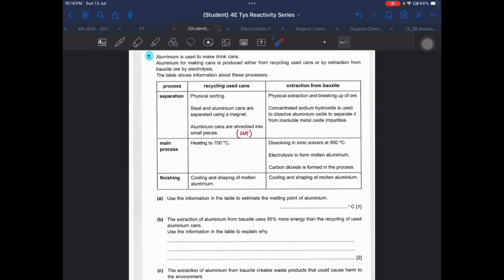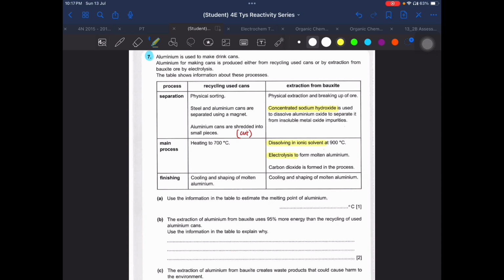Next, on the right hand side, physical extraction and breaking up of the ore. You take the ore, heat it, and hammer it to break it up. Then you add chemicals like concentrated sodium hydroxide, which allows you to separate it from the insoluble metal oxide impurities. Next, you dissolve it in an ionic solvent. So there are quite a few chemicals that we're looking at over here. Next, we use a method called electrolysis to form molten aluminum. Carbon dioxide is formed in the process. Then likewise, there's cooling and shaping of the molten aluminum.